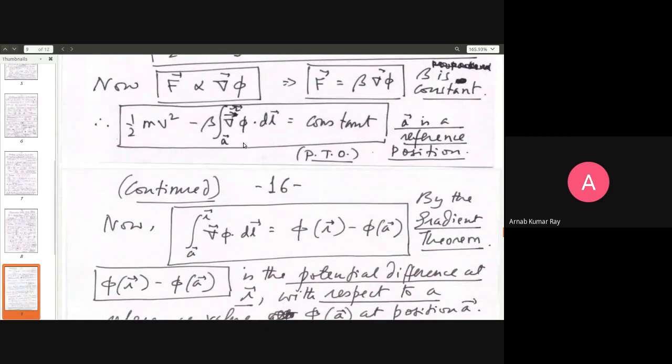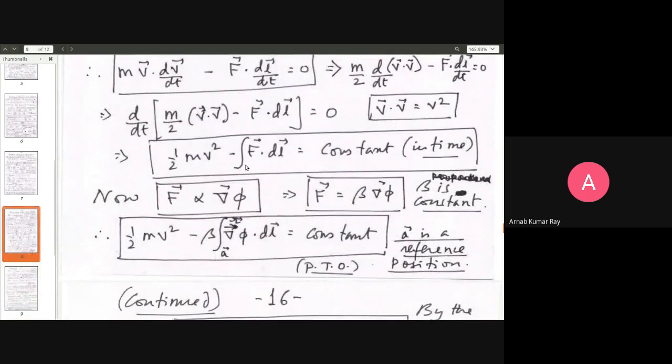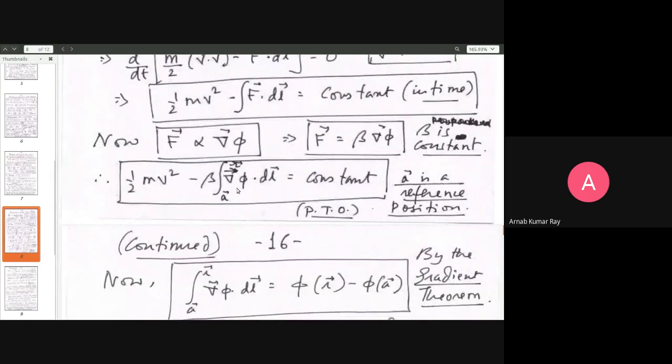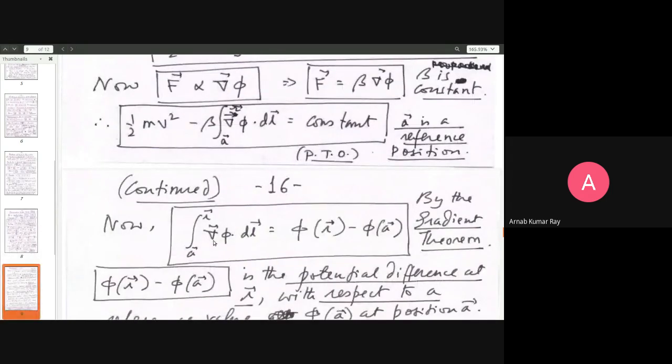Now, when I'm taking this integral of f dot dl, see, in the first case the integration was over time, so this will be a constant in time, right? A constant in time. Now, in the second case, I'm carrying out an integration over space. dl is a space element, a line element in space, right? So this integration will be over the spatial position. A is a reference position, A to R. So the integral of gradient of phi dot dl from A to R will be phi at R minus phi at A. This you get by the gradient theorem.